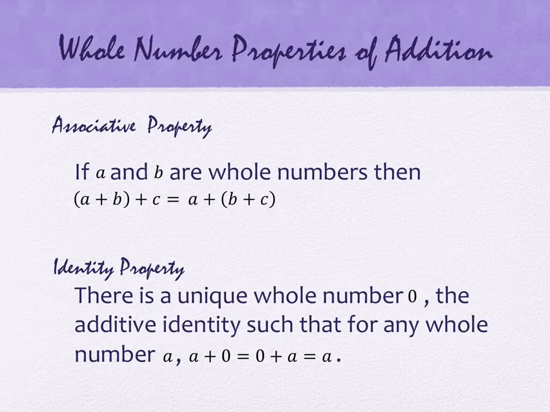Associative. The associative property says that if you have A and B in the whole numbers, then A plus B plus C equals A plus, in parentheses, B plus C.